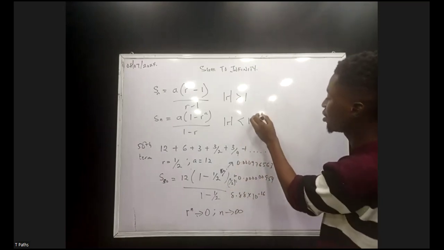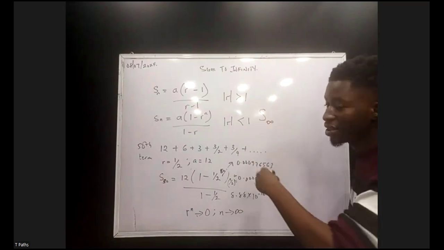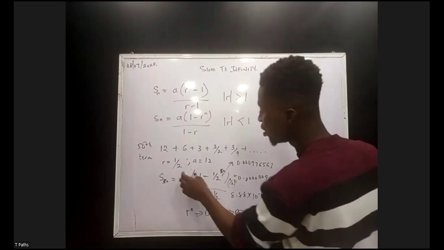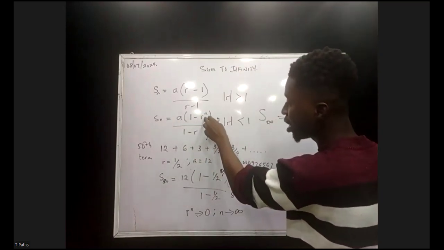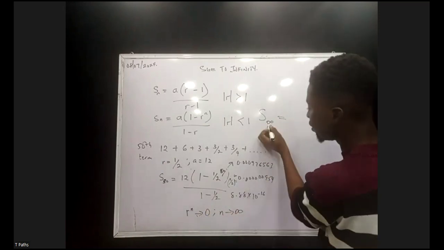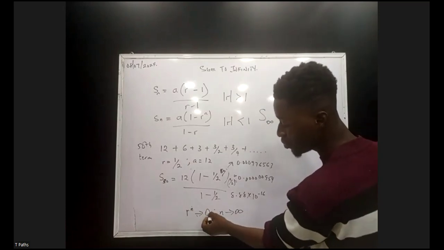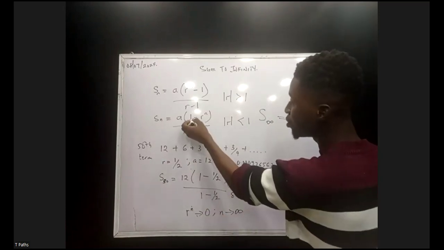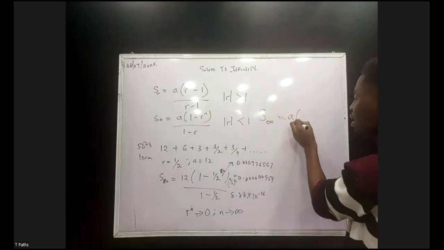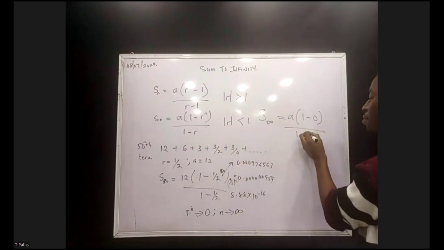Sum to infinity simply tells us the sum of the infinite terms, S infinity, which gives us a in brackets 1 minus r raised to power n. Now, remember, as n is approaching infinity, instead of me writing n here, I put infinity. R raised to power n tends to 0. So I have 1 minus 0. Do you get it now? So I have something like this: a in brackets 1 minus 0 over 1 minus r.